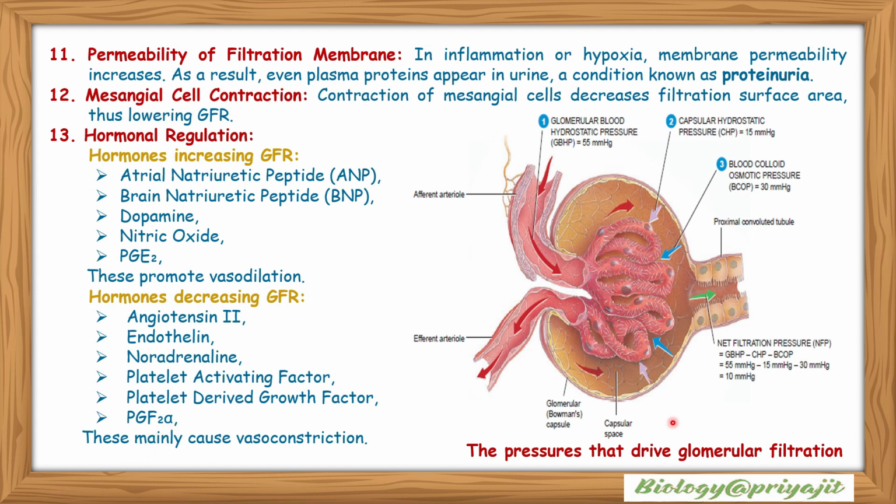This is the image showing the pressures that drive glomerular filtration. Number one is the glomerular blood hydrostatic pressure, GBHP, approximately 55 mmHg. Second is the capsular hydrostatic pressure or CHP, that is 15 mmHg. And third component is the blood colloid osmotic pressure, BCOP, or 30 mmHg. So the net filtration pressure or NFP will be GBHP minus CHP minus BCOP, or 55 mmHg minus 15 mmHg minus 30 mmHg, which is equal to 10 mmHg.